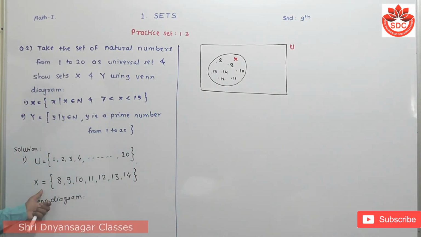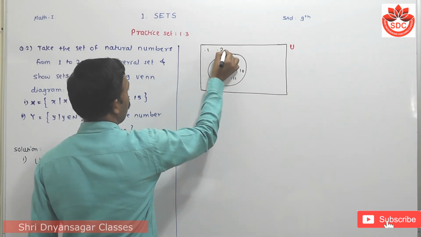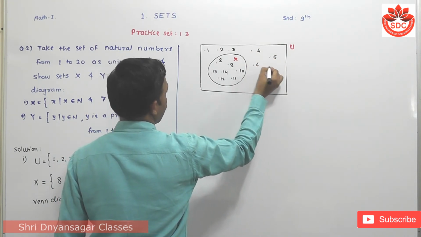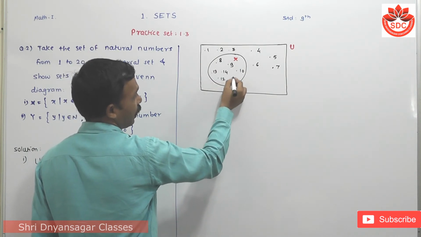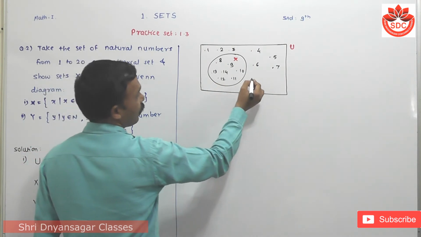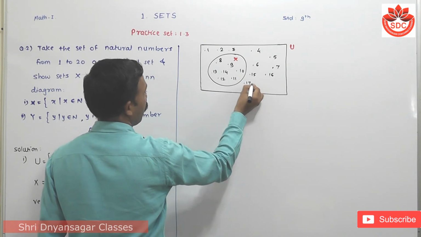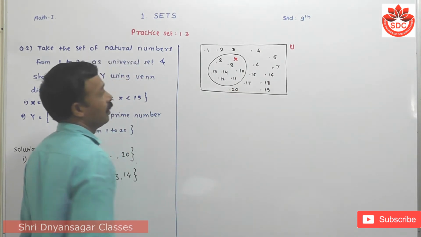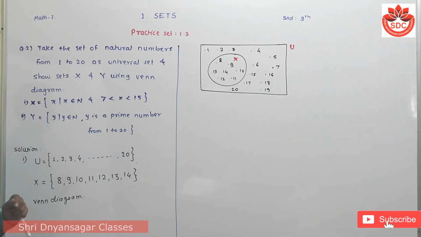This is set x. And the remaining elements are 1, 2, 3, 4, 5, 6, 7, then 15, 16, 17, 18, 19, 20. This is the Venn diagram of the first example. So simple. Then we see the second one.